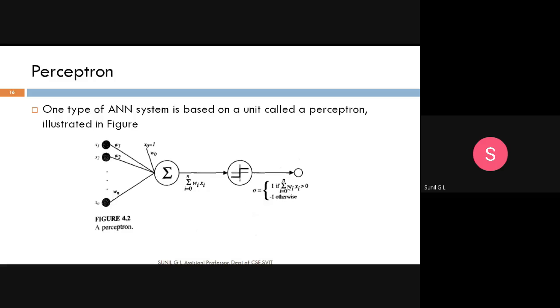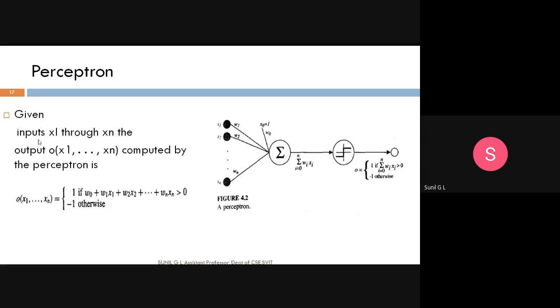Here we are using the sign function. If the summation of wi xi is greater than 0, the output is 1, otherwise it is -1. You can use a sign function, a sigmoid function, or a threshold function. Usually in our programs we use the sigmoid function, 1 over 1 plus e to the power minus x. For inputs x1 through xn, the output o(x1 to xn) is computed by the perceptron.